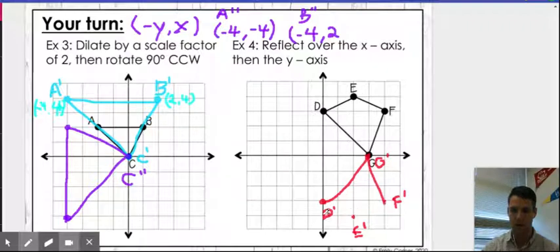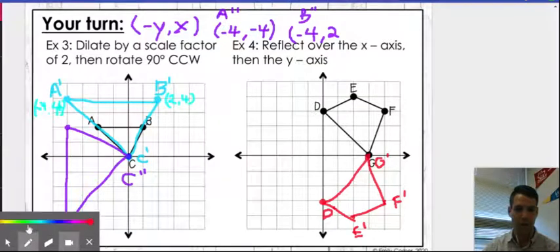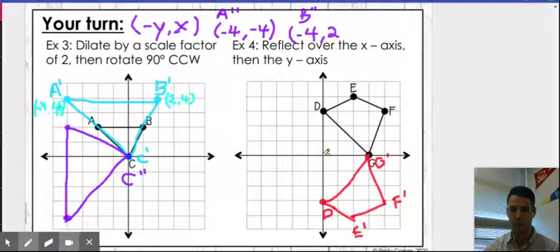to make our image. And so now we're going to do the same thing, but we're going to be moving it across the y-axis. So G prime is going to move 3 spaces and then another 3 spaces over to this side. We have D is not moving at all, so we can connect those two. E prime is going to move 2 spaces and then 2 more spaces. And F prime is going to move 4 and then another 4 to land on that side of the y-axis. And we have finished up this problem.